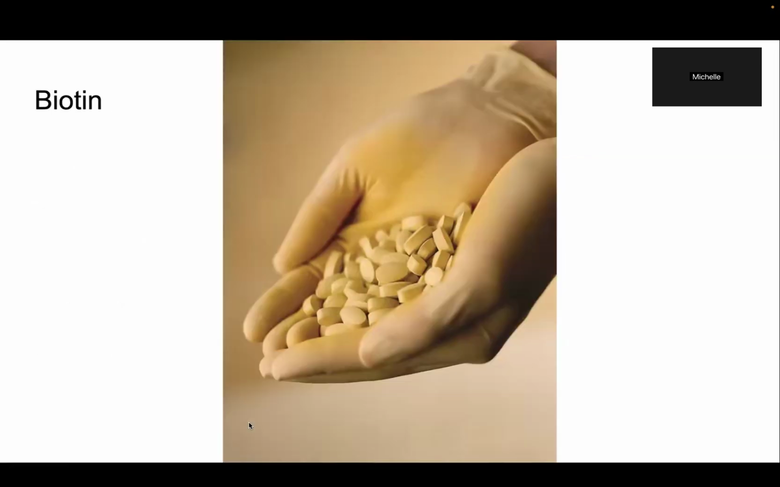Next is biotin. Biotin is synthesized by intestinal bacteria and inactivated by avidin. It's a coenzyme in fatty acid synthesis and converts pyruvate to oxaloacetate in gluconeogenesis. You can get this in liver, kidney, egg yolk, and yeast. And just remember that it's a coenzyme.